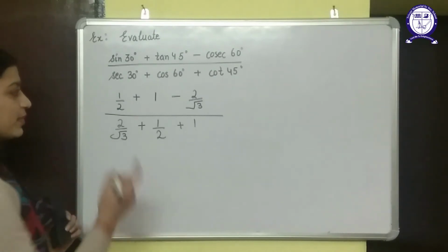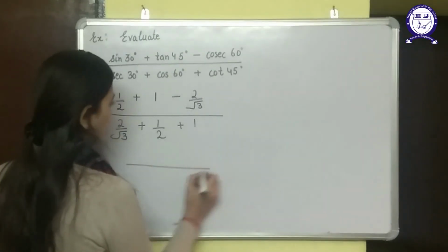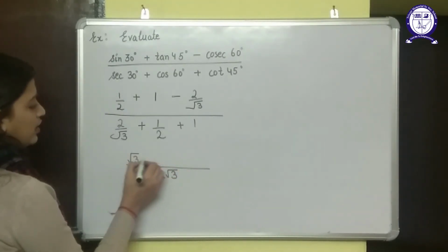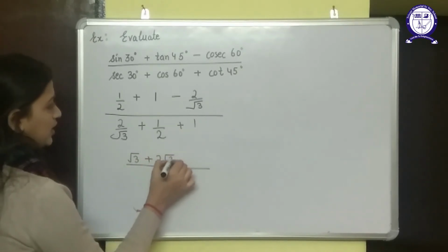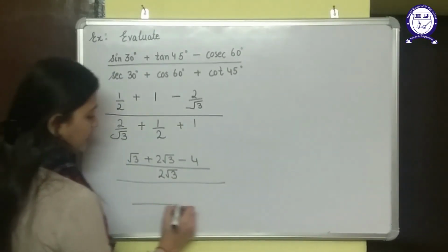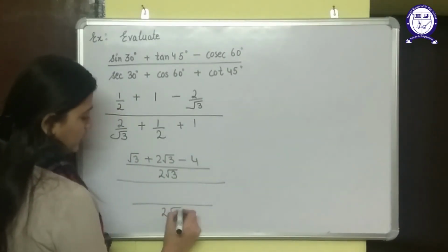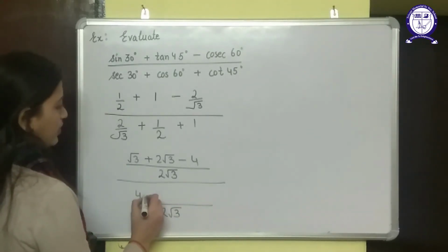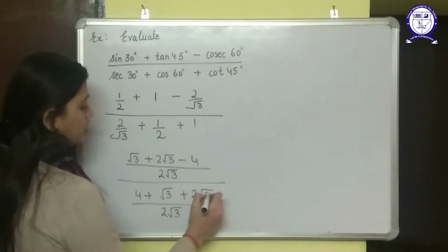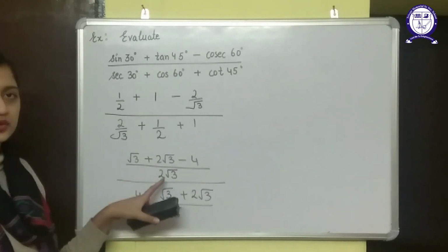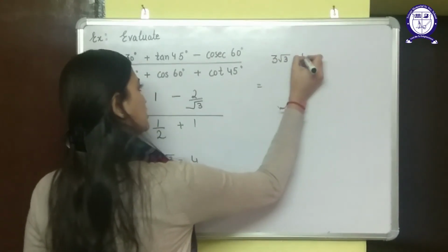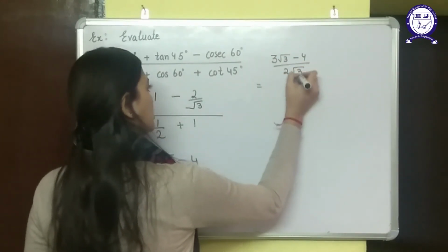So now let's solve it by taking the LCM. 2 root 3. This is root 3 plus 2 root 3 minus 4. In the denominator, 2 root 3, 4 plus root 3 plus 2 root 3. Okay, we can add root 3 and 2 root 3. This will be 3 root 3 minus 4 upon 2 root 3.